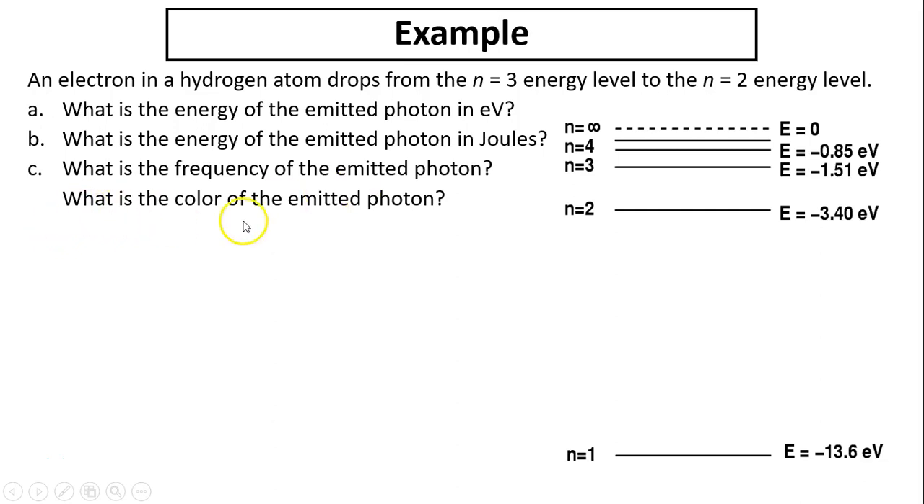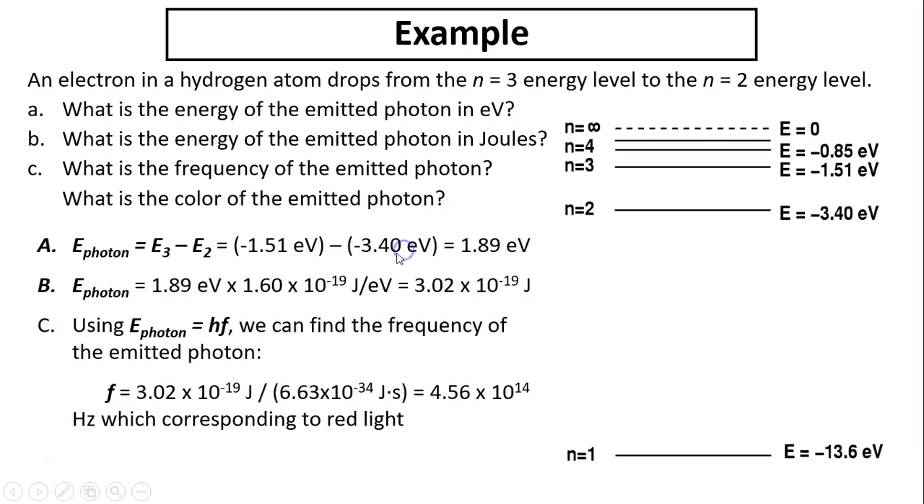Next one says, what color is the emitted photon? You'll have to check your reference table. So first you do the energy difference to find the energy in electron volts. Then you convert the electron volts to joules. Then you use E equals h times f to find the frequency, which is 4.56 times 10 to the 14 hertz. Check your reference table, this corresponds to red light. The color is red.